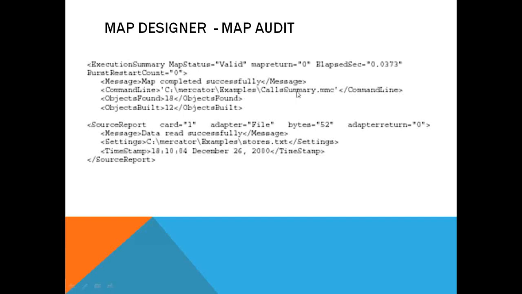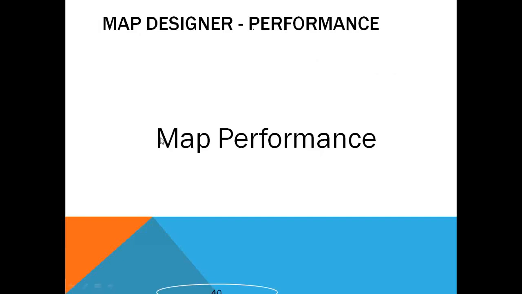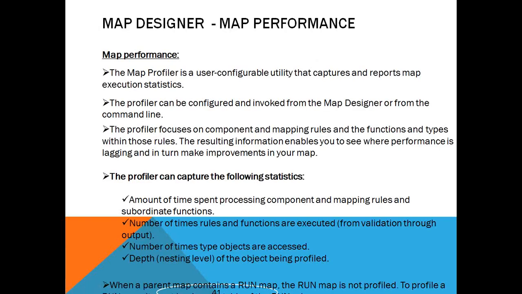And what is the MMC name? And this is the source report. So the first card adapter is 52 bytes read. Adapter return means 0. Data read successfully. And this is the data file and timestamp. So that is the thing.